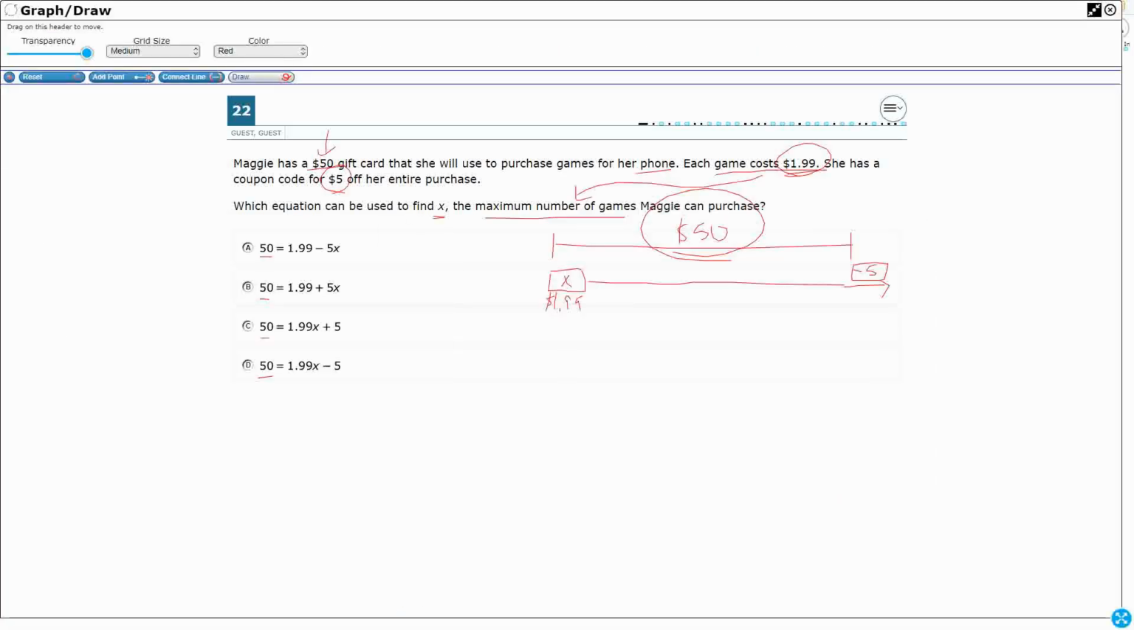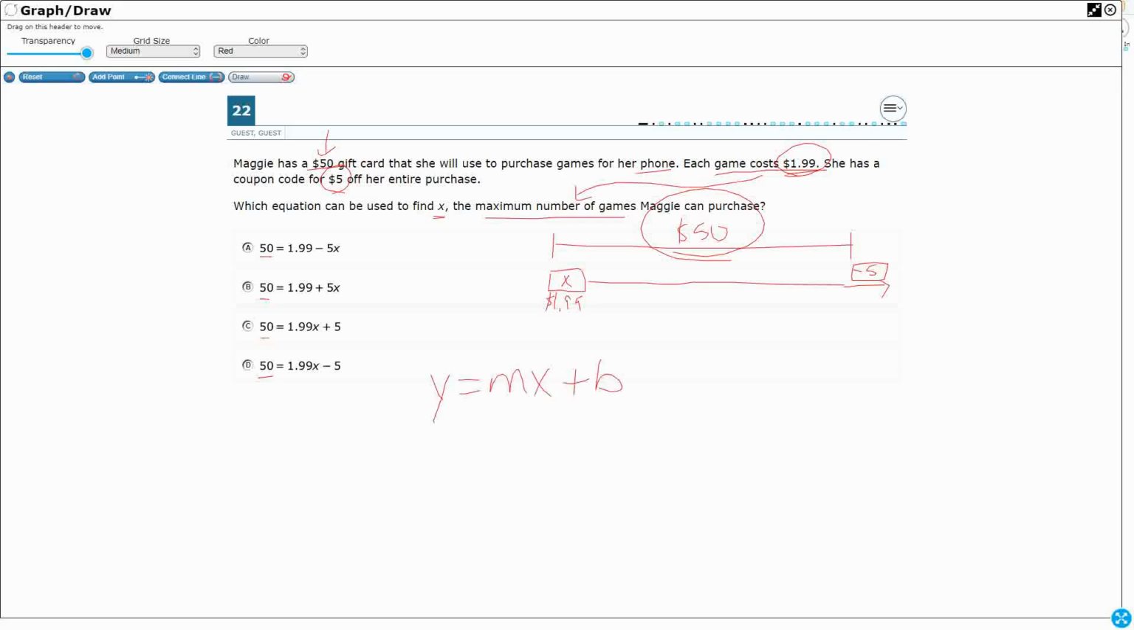So let's think y equals mx plus b. Okay, so our y is going to be our dependent variable, right? It depends on what we do with the x, and they already gave it to us. Basically, it's the 50 bucks. Okay, our x is our independent variable, and they've already defined that for us. That's the maximum number of games. Okay, so number of games.